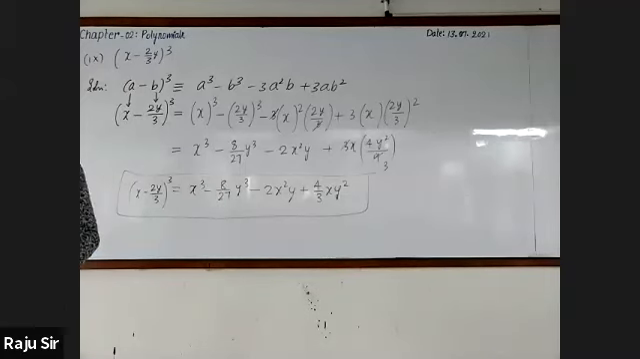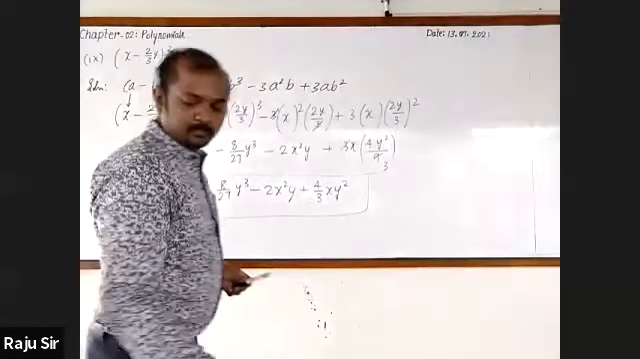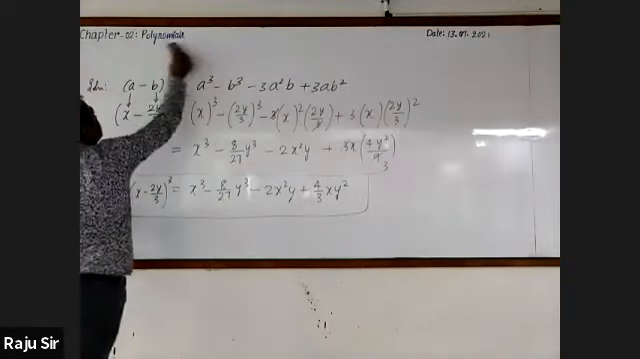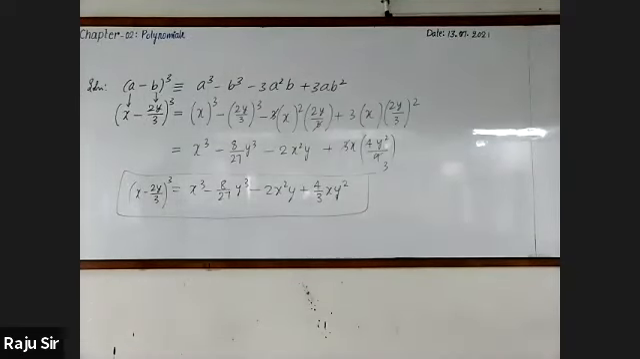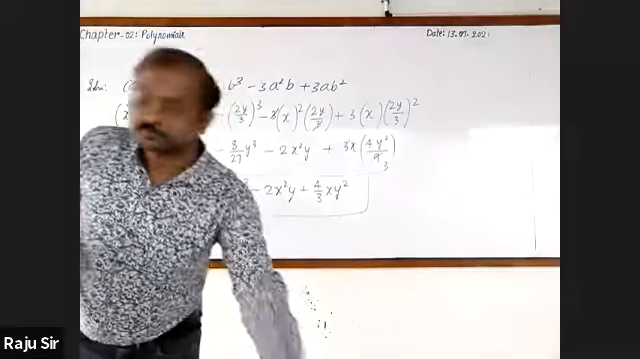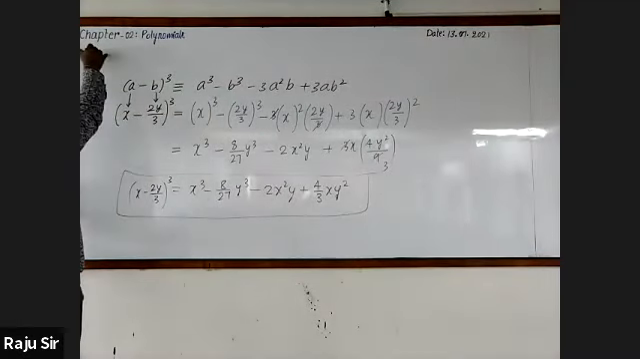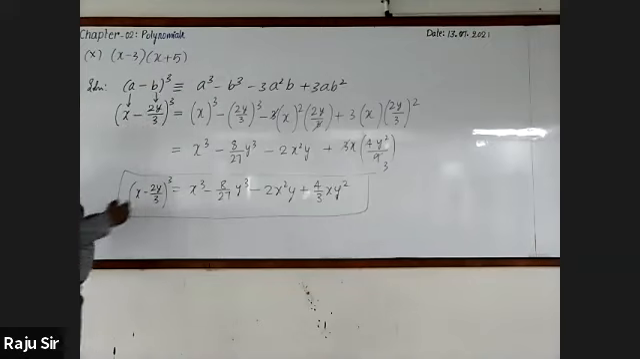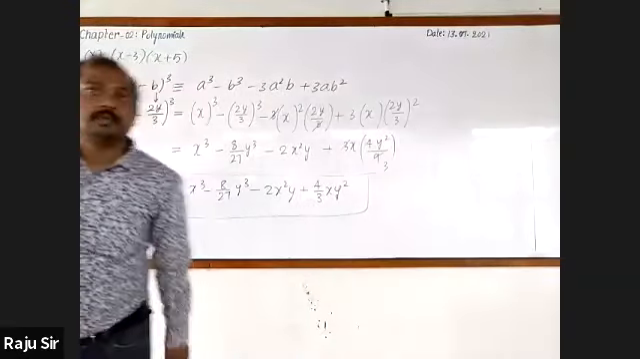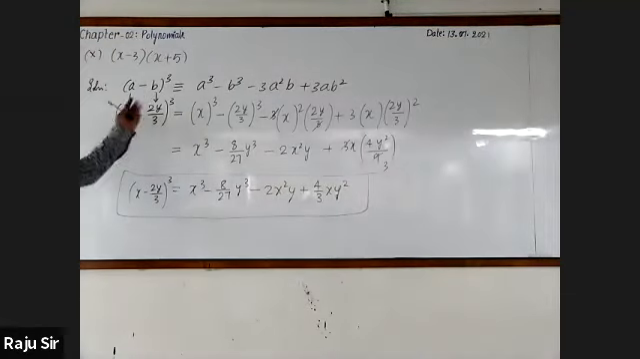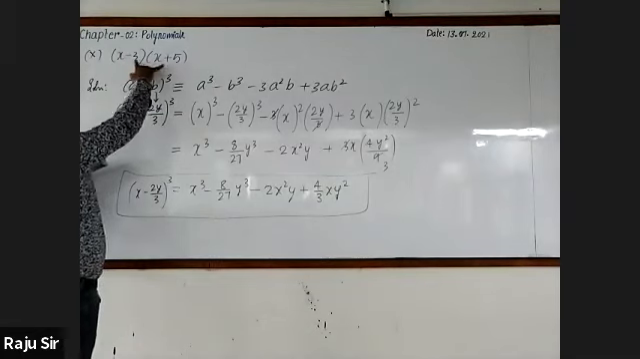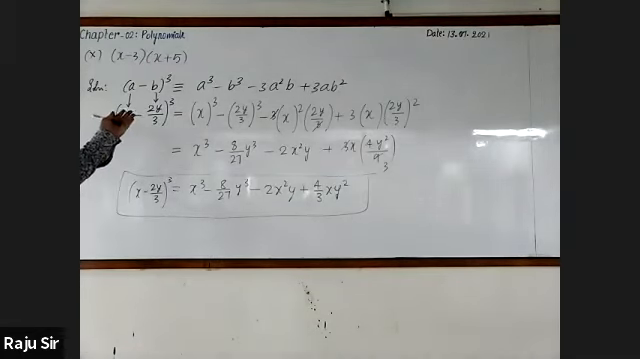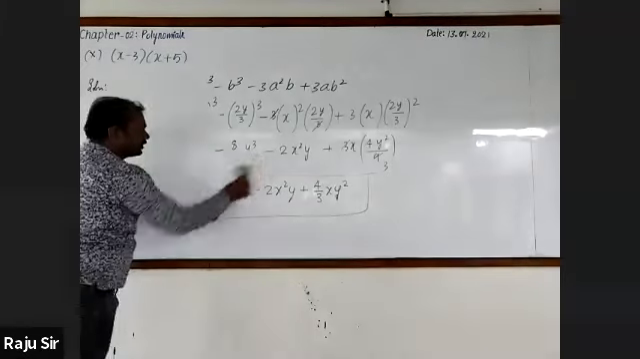Can we start? Yes, sir. Next, the 10th one: (x minus 3) into (x plus 5). It is x plus a into x plus b. Very good. Here the first term is the same, the second terms are different. Therefore, it is in the form of (x plus a) into (x plus b).